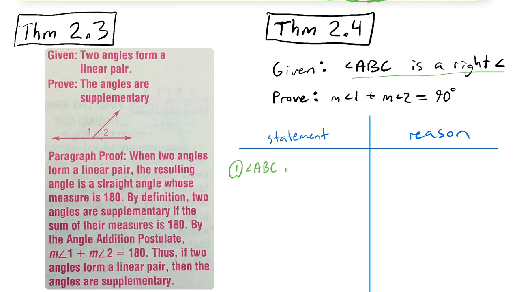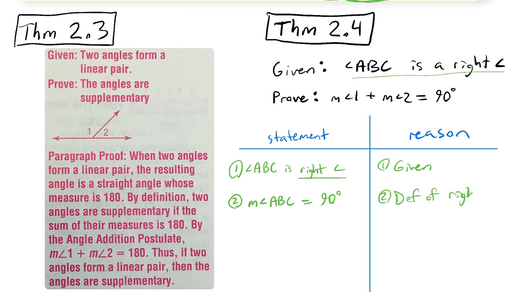So 1, angle ABC is a right angle, right? That was one given. Okay, well, anytime we have a word, the very next step is, what is the meaning of that word? How do we turn that into a mathematical expression we can use? Well, the definition of a right angle is the measure of this angle is equal to 90 degrees. That's the definition of right angle.